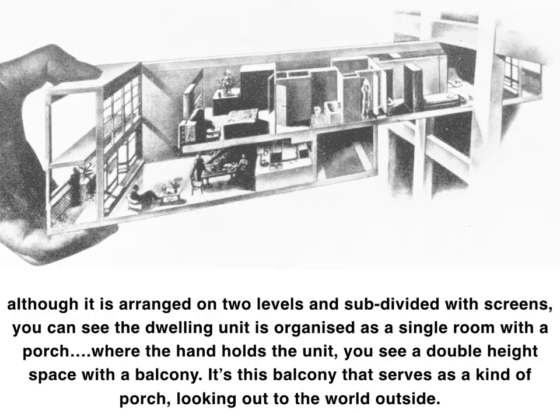Let's look at the way the dwelling unit relates to the frame. In this drawing, notice the way the large hand is sliding the entire dwelling unit, like a drawer, into its allocated position in the frame. Notice how the dwelling unit is a single L-shaped volume.